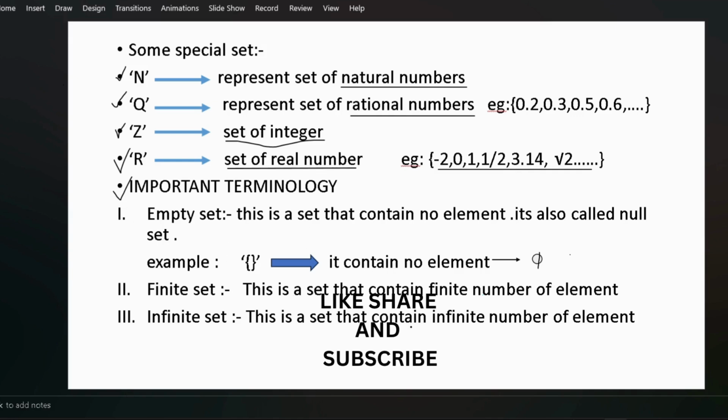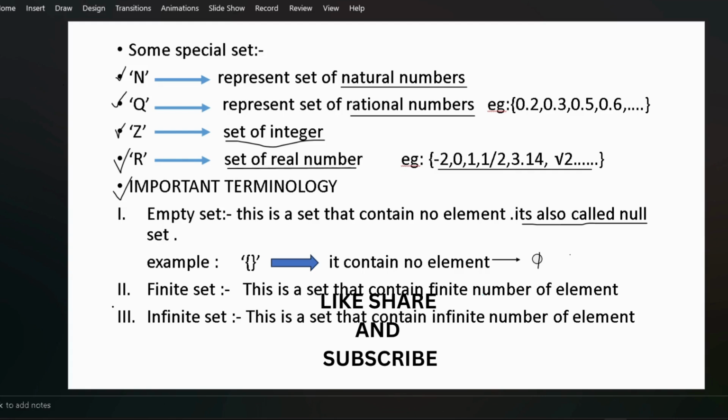Okay. Now, we represent a null set by the sign phi. This is the sign of phi, and this is a null set. See here, no element is present within the second bracket. Clear?